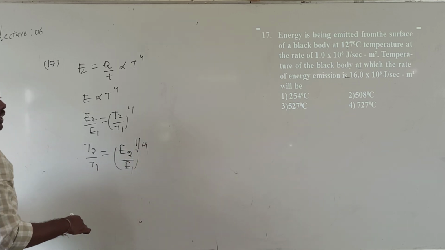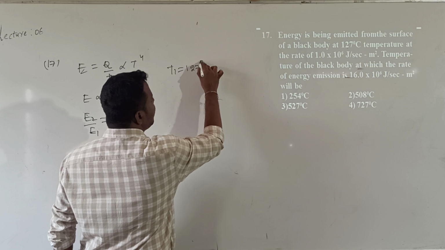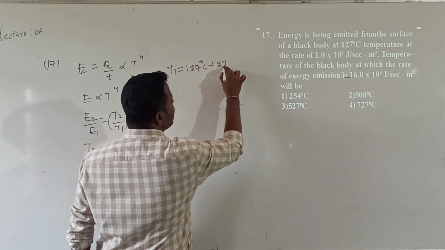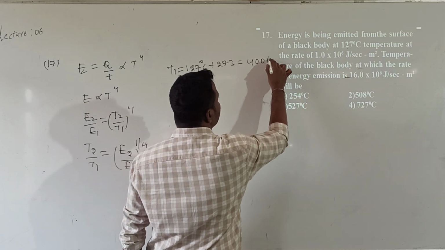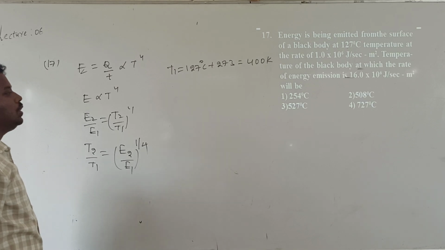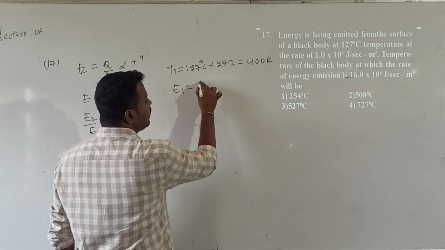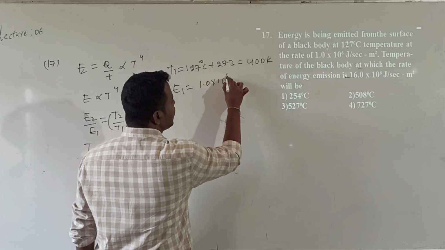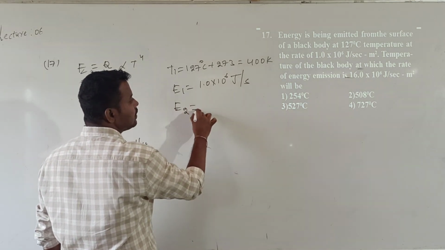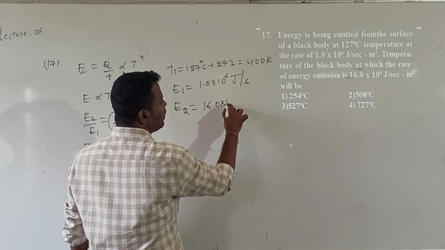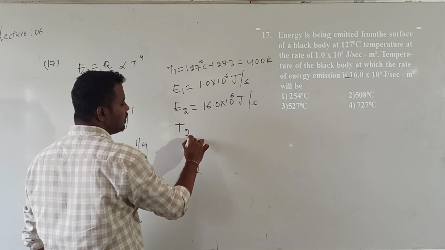Correct? So what have they given? T1 value is given as 127 degrees Celsius. 127 degrees Celsius plus 273. How much do I get? 127 plus 273, that is 400 Kelvin. What is the initial radiation emitted? That is 1.0 into 10 to the power of 6 joule by second. The final radiation emitted is 16.0 into 10 power 6 joule by second. They are asking us to calculate the value of T.